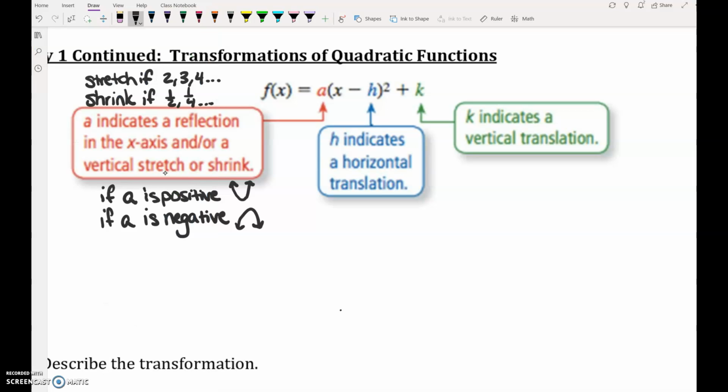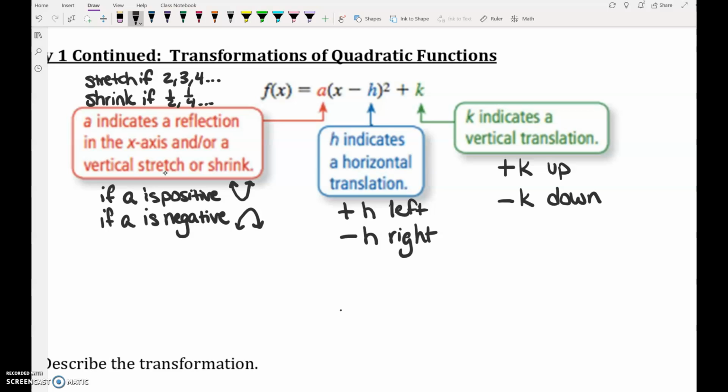The H is the horizontal translation. Horizontal translation is always backwards, opposite of what you think it would be. So plus H moves to the left. It's so backwards that sometimes I even write it wrong. And minus H moves to the right. The number added or subtracted outside of the parentheses is normal up and down movement. So plus K moves up and minus K moves down.